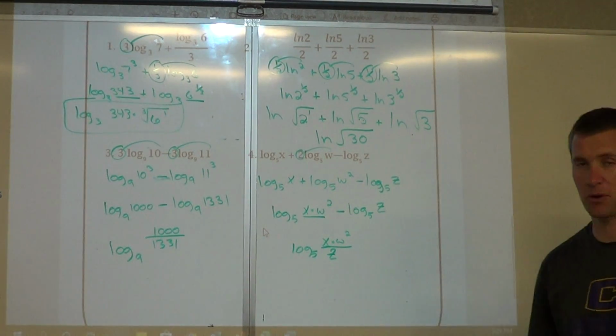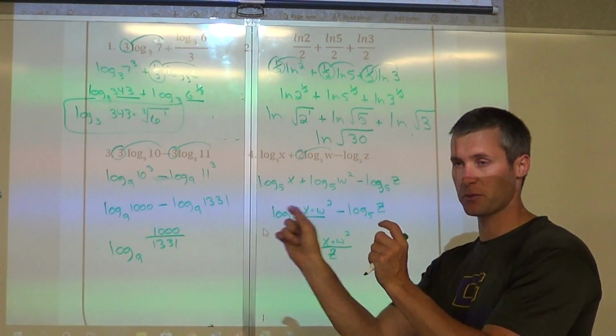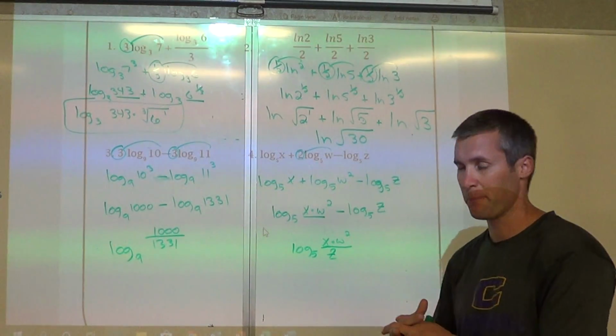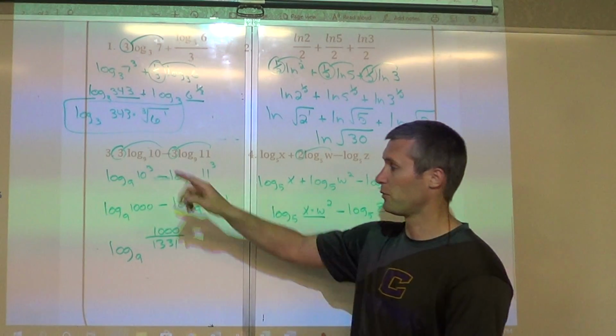So just remember your properties. When you add logs together, you multiply those two numbers that come after the base. When you subtract, then you're going to go ahead and divide those numbers. If I have a number in front, then it will be an exponent.